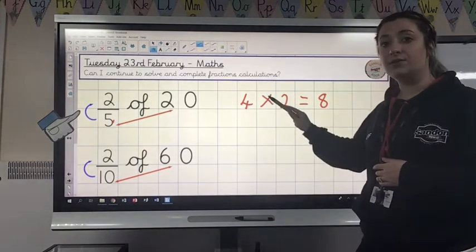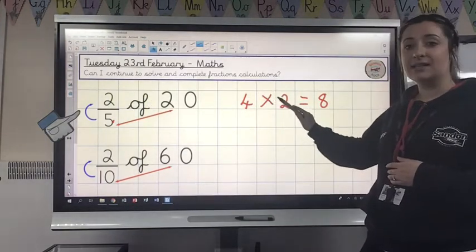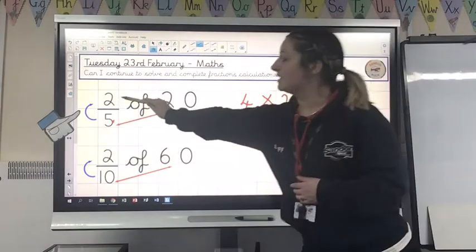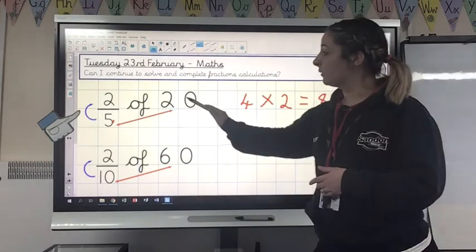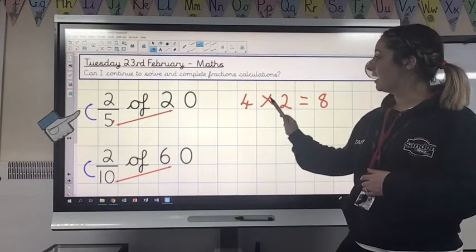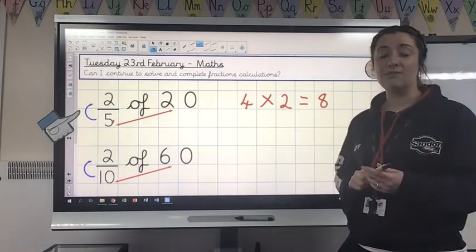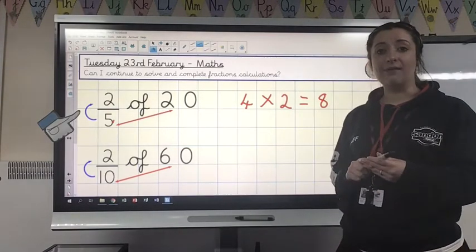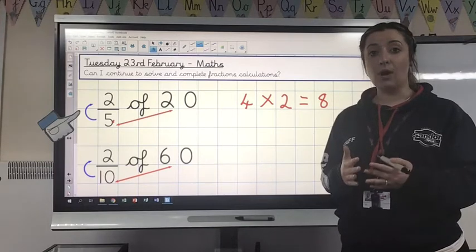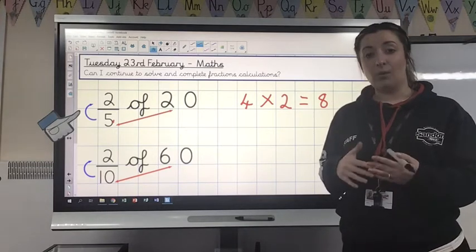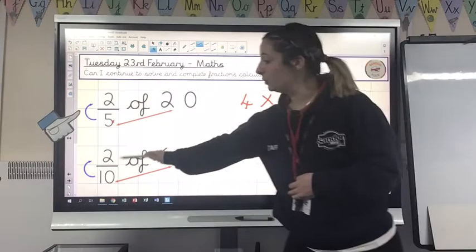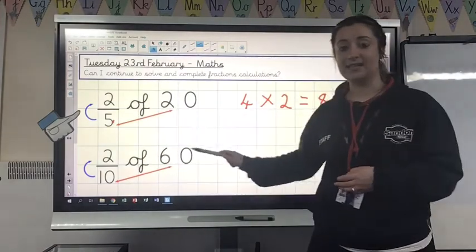So now we have to times the answer by however many the numerator is saying. And it says 2 over here. So we divided 20 by 5, which gave us 4, and then we times 4 by 2, which gave us 8. So 2/5 of 20 is 8. Okay, we're going to have a go at one more, just so you can see how we go through the process. So now we've got 2/10 of 60.